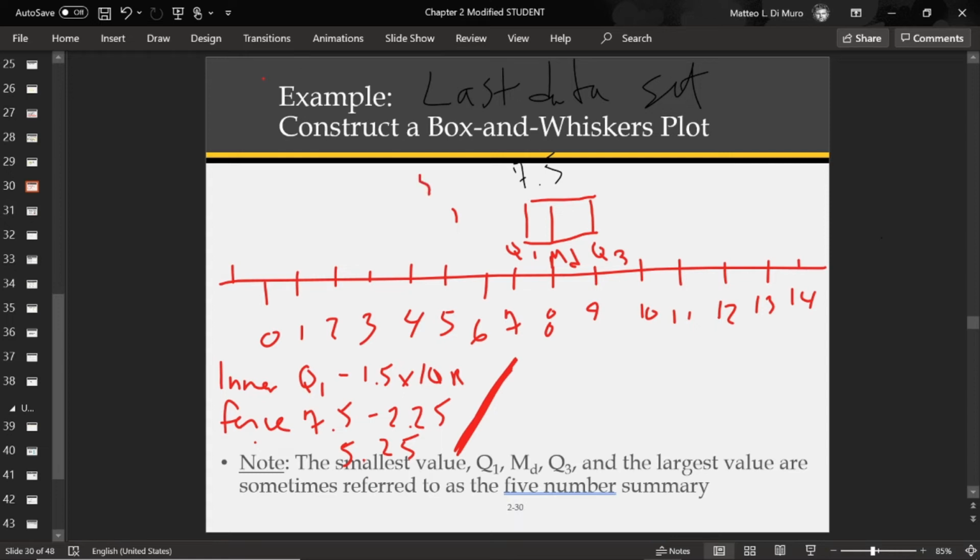I'm going to label that 5.25. So you just draw a little tick mark, not as big of a line as the other ones, and then you're going to draw a line coming out from the box going to there. So that's one of the whiskers. You can kind of see this is starting to look like whiskers, right?